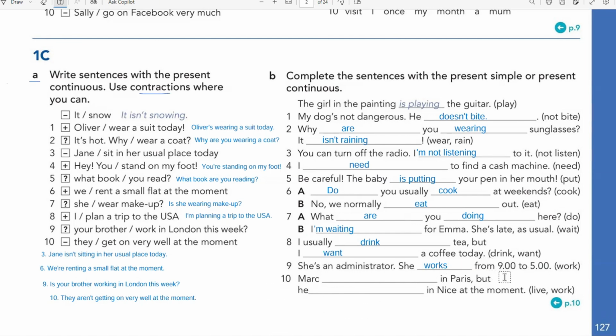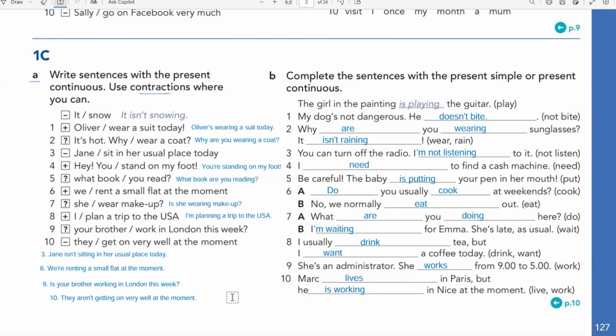Number 10, Mark in Paris, but at the moment. So at the moment, that is definitely present continuous. So he is working here. The second one, he is working in Nice at the moment. So from here, leave. So when we talk about living, we talk about permanent living. So Mark lives in Paris. Present simple. Mark lives in Paris, because we're talking about permanent activity. But at the moment, that is present continuous, because this is a temporary action.